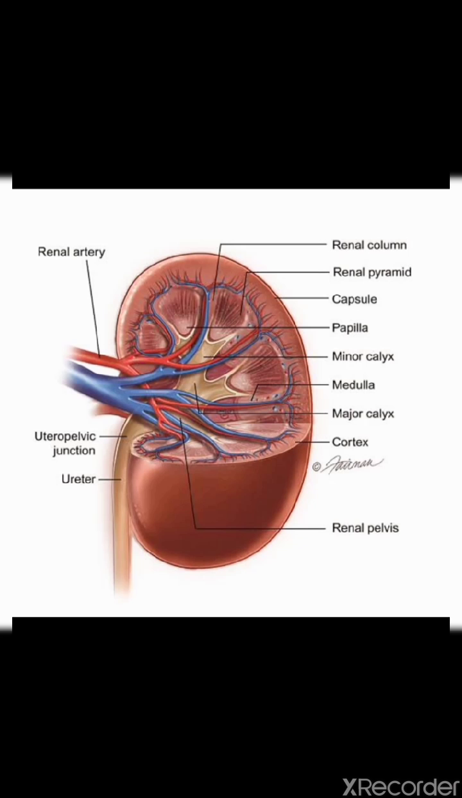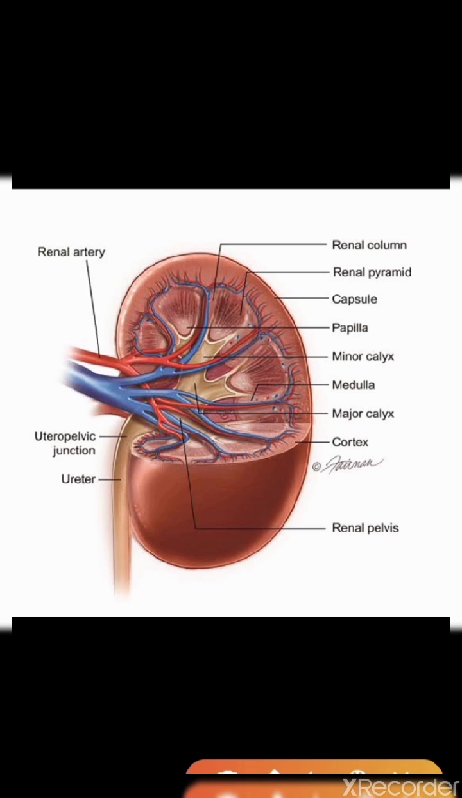Let's see the internal structure of the kidney. When we see the vertical section of the kidney, we can see many regions. Here you can see the renal cortex. This is the cortex region, the outer region. It is the outermost region towards the convex surface of the kidney. It contains the glomeruli of the nephrons.